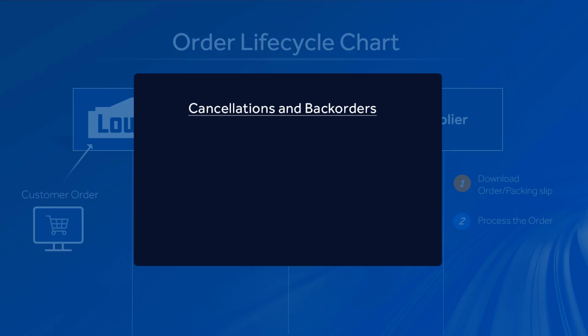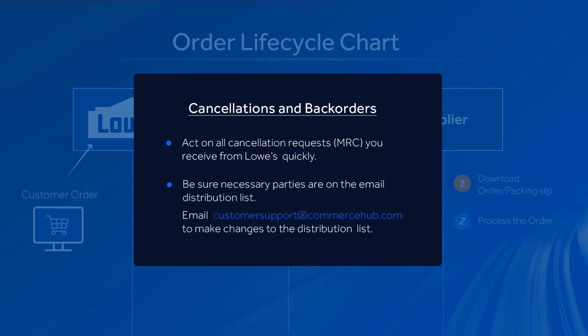Occasionally, you may receive a cancellation request from Lowe's called a merchant request for cancel. You're expected to act on any cancellation requests you receive quickly, within your agreed upon timeframe. The request will be sent via email and will show up in OrderStream as a merchant request for cancel. Make sure that anyone at your company responsible for processing cancellations is on the email distribution list. As discussed earlier in the Readiness Checklist course, email customer support at commercehub.com to make changes to that list.